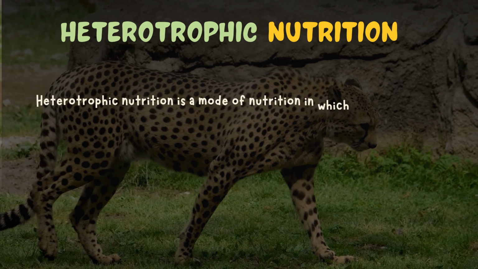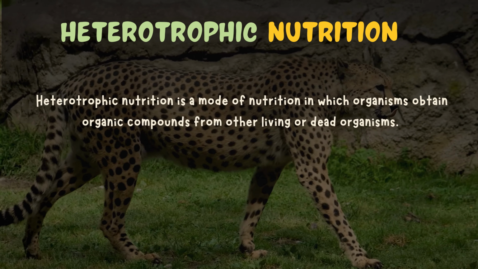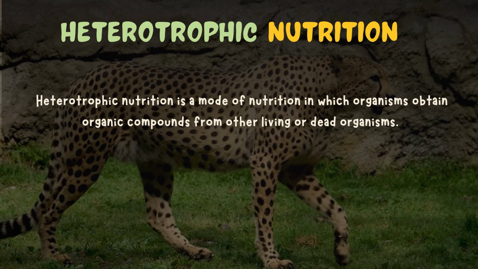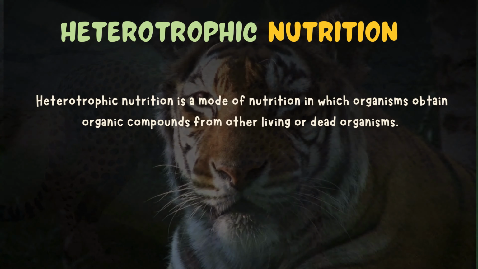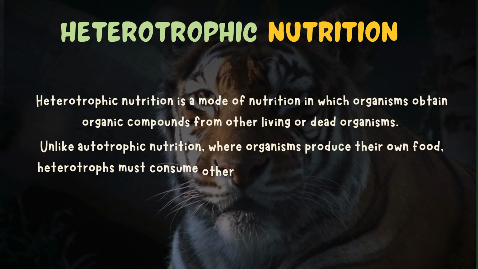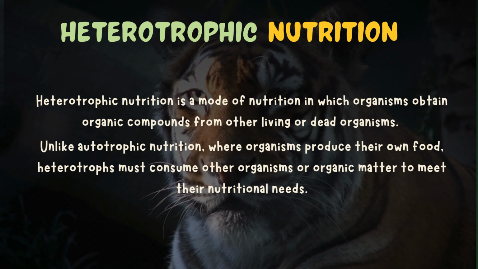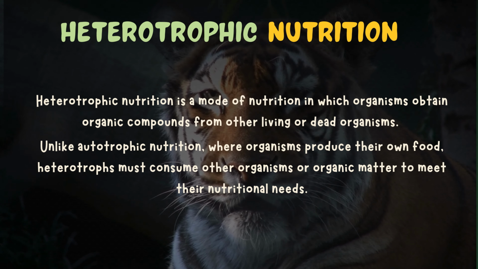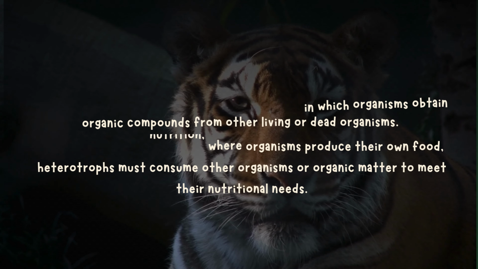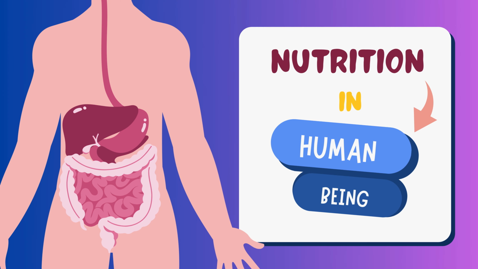Heterotrophic nutrition. Heterotrophic nutrition is a mode of nutrition in which organisms obtain organic compounds from other living or dead organisms. Unlike autotrophic nutrition, where organisms produce their own food, heterotrophs must consume other organisms or organic matter to meet their nutritional needs.